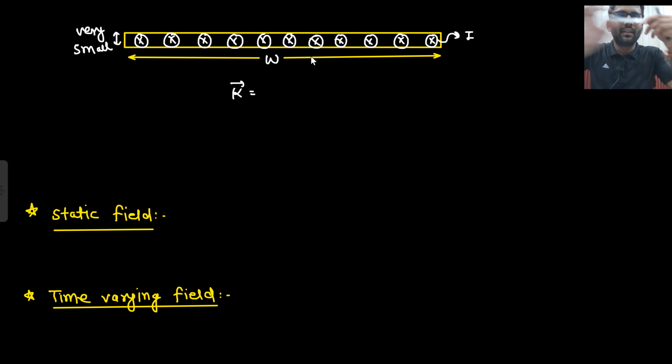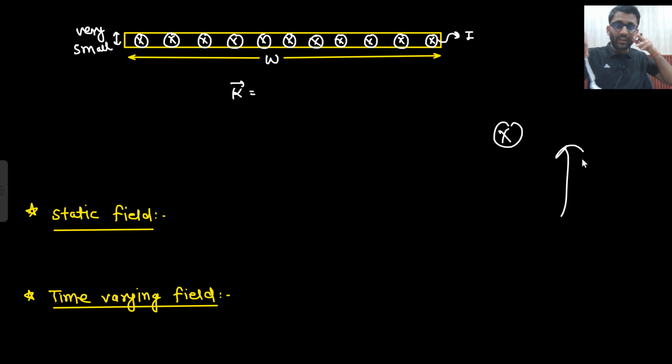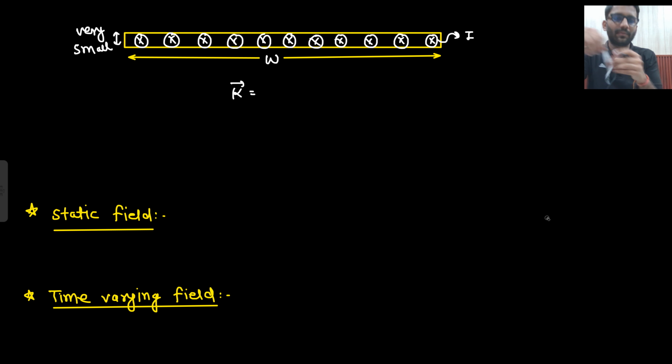What I am saying is that this is the width w, which is finite, but this length is very, very small. So it would feel like it is a simple wire, but in actual it is a surface. Now from this surface, this I current is going out. You can see that it is going out. The cross sign means it is going into the computer screen. Okay, so this I current is going out.